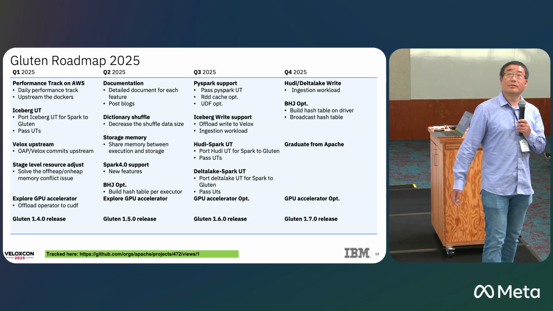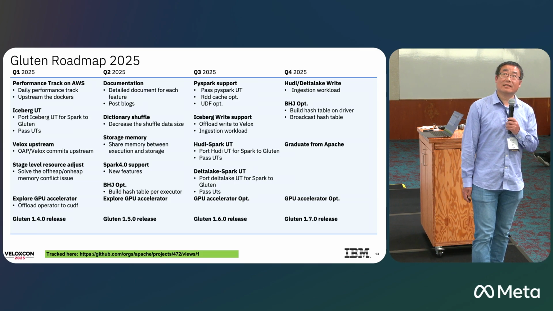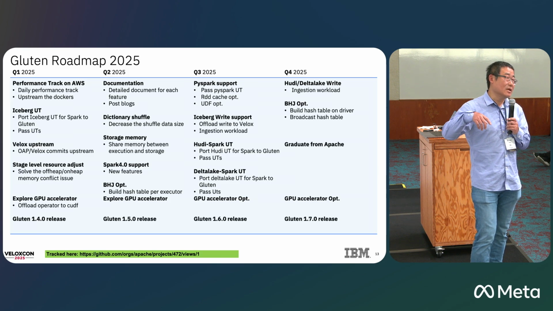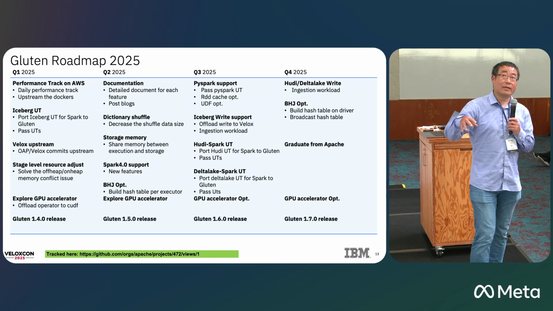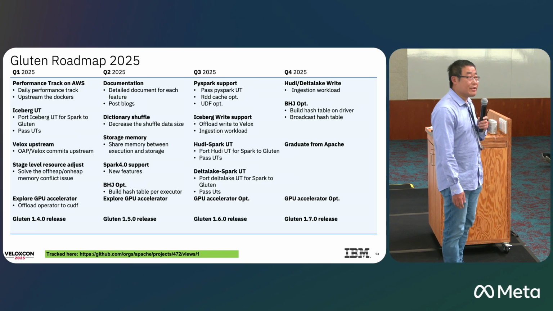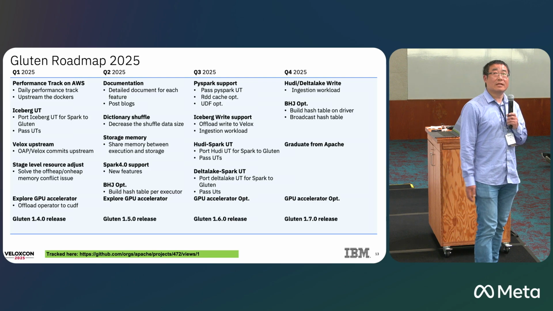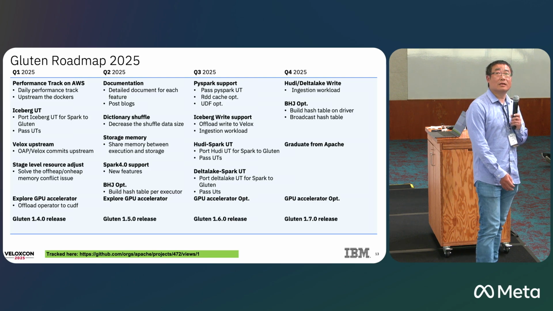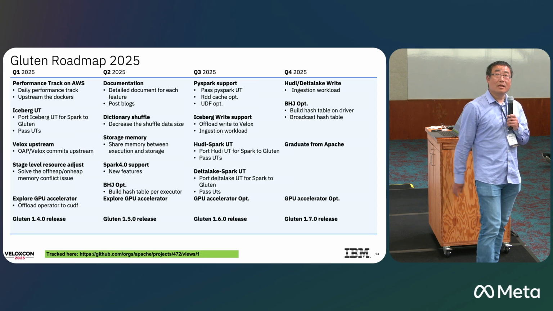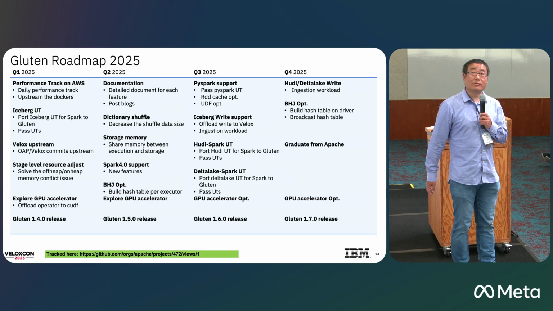Dictionary shuffle is used to decrease the shuffle data size. In this way, we can get better performance because the shuffle data size decreased. If your network is a bottleneck, you can still get the performance. And storage memory is something we didn't support until now. Vanilla Spark uses execution memory and storage memory, and it can adjust between them, but actually we only use execution memory.